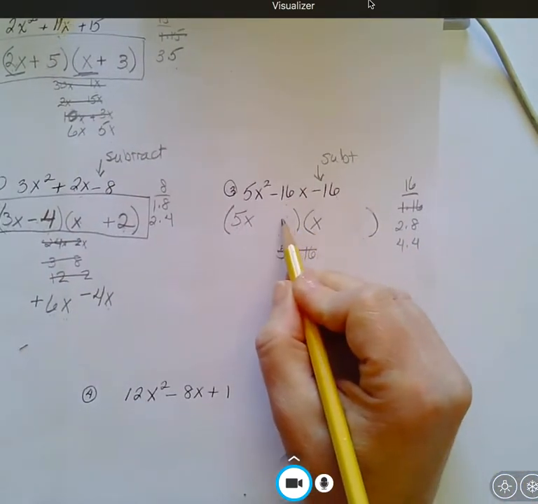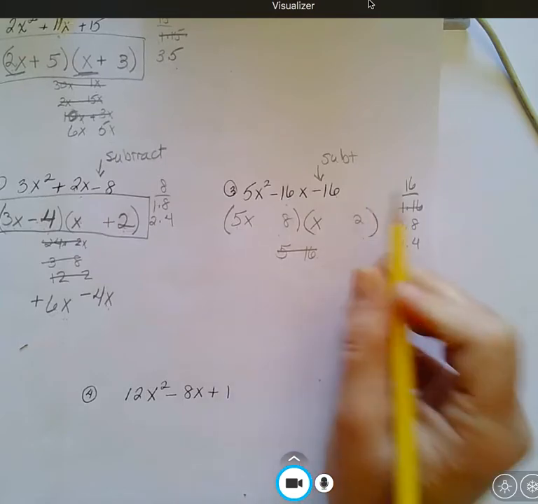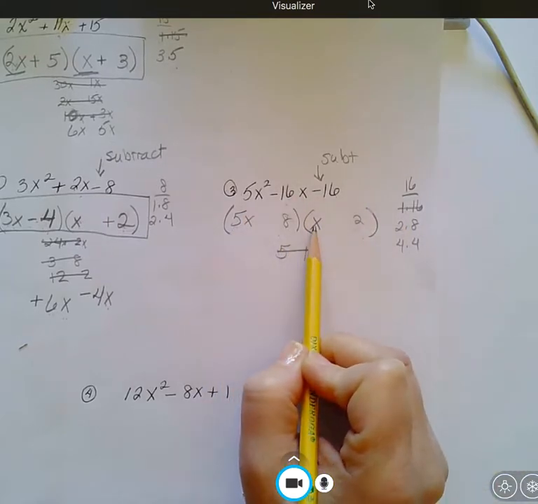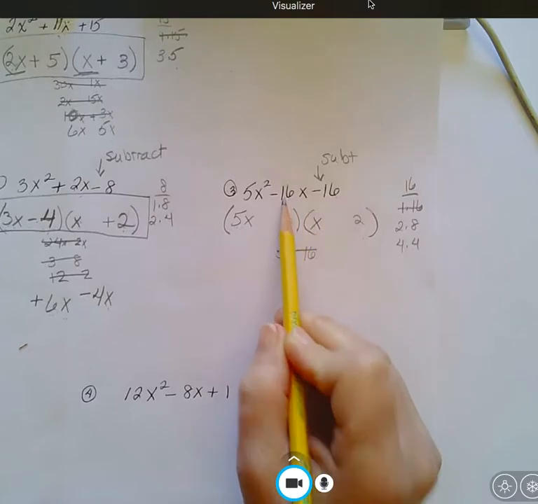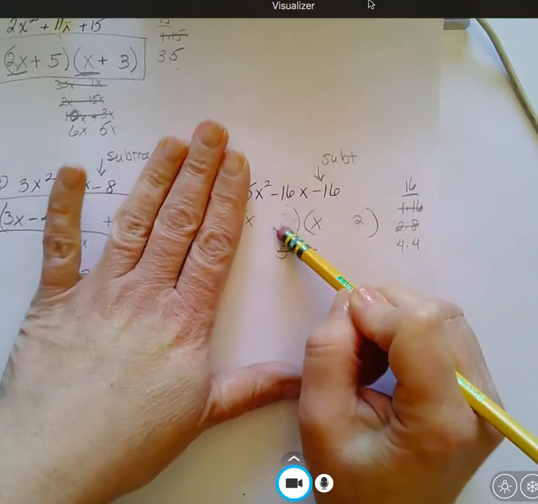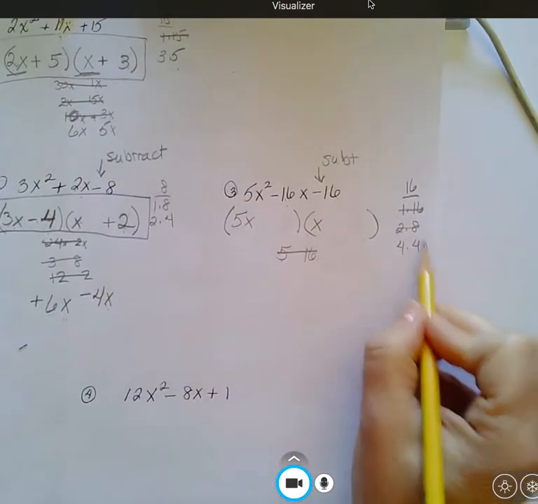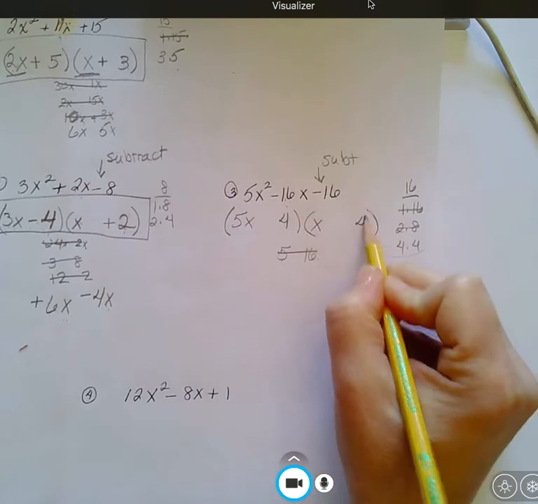Switch it. And I'm going to do the 8 and the 2. Let's see if we could do this in our heads. 10 minus 8. Well, 10 minus 8 is 2. Nope. That's not it. Well, at least the last one, 4 and 4, you can't swap them out. That's my winner, 4 and 4. Let's double check.